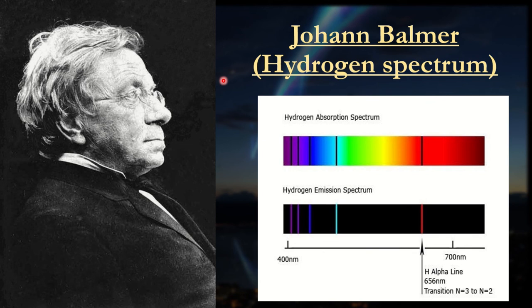Next, we're going to analyze the person that helped justify Bohr's model of the atom. This guy is called Johann Balmer, and we call it the Balmer series, which is essentially looking at the emission spectra of hydrogen.